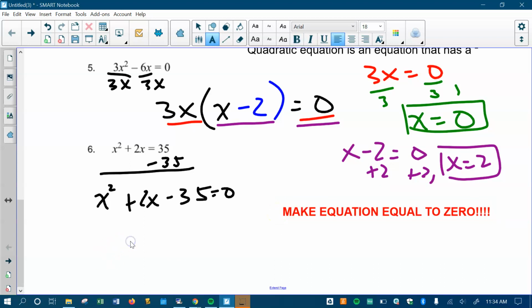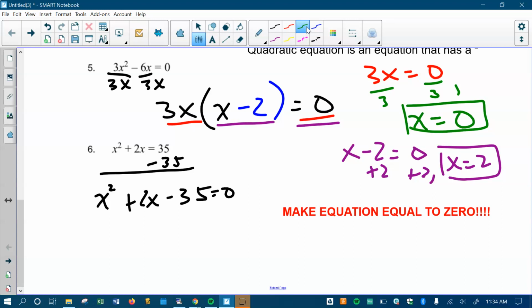Okay. So here we made our equation equal to 0, so go ahead and use the Foster method here to try to factor and solve for x. Please pause the video and try it on your own.